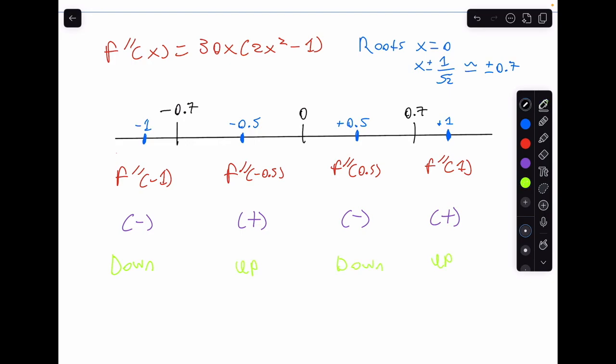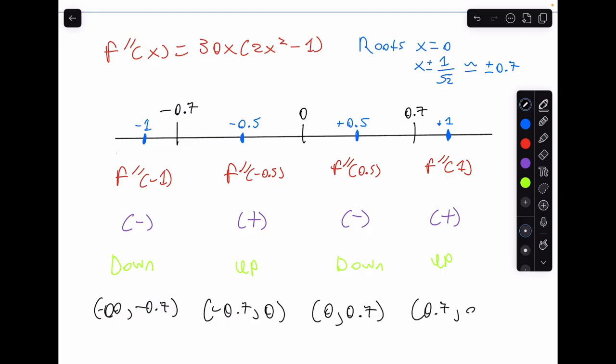But the question asked for what intervals. So the interval from left all the way to negative 0.7 is negative infinity to negative 0.7. Then we have an interval between negative 0.7 and 0 here. That's concave up, and that's negative 0.7 to 0. Now we have our other interior interval, which is 0 to 0.7, and that one's concave down. And for the last one that's concave up, we have 0.7 to positive infinity.